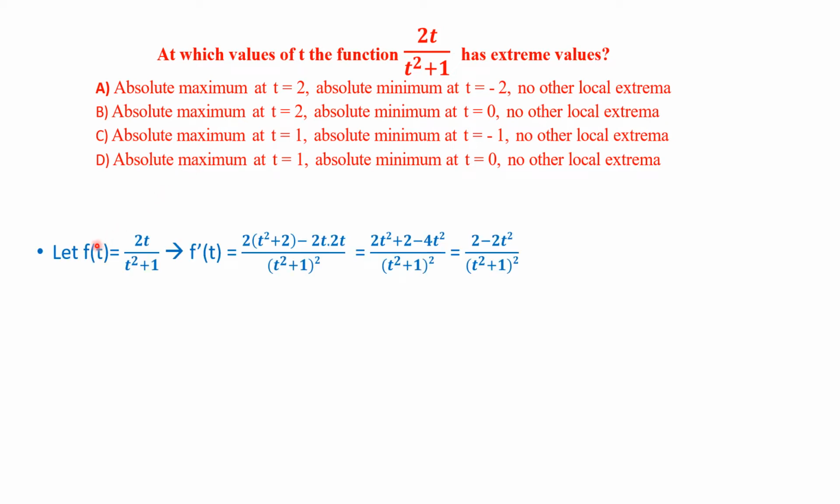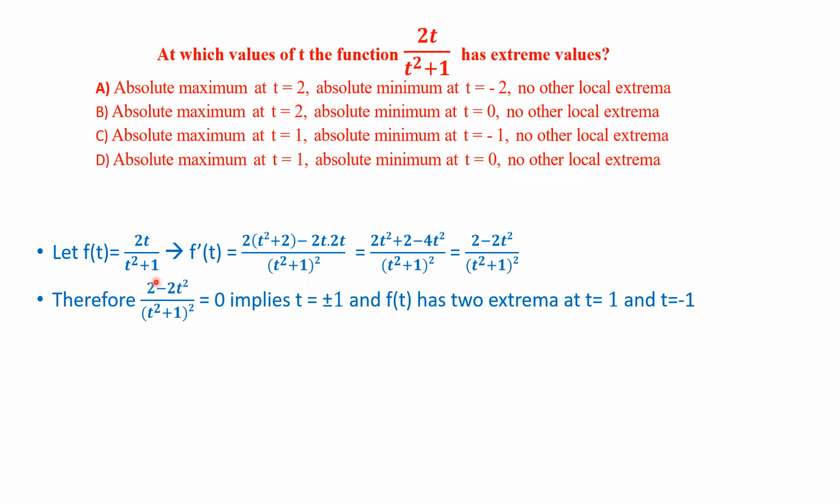To do that, first our function f of t is equal to twice t divided by t squared plus 1, which implies f prime of t, the derivative, using the quotient rule, is equal to 2 minus 2t squared divided by (t squared plus 1) all squared.